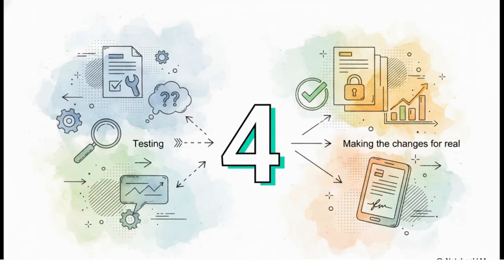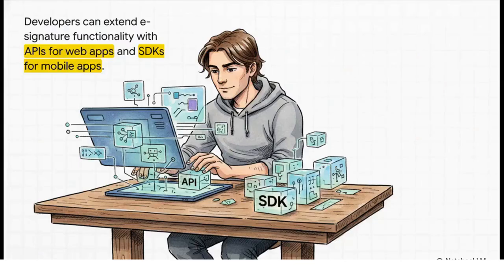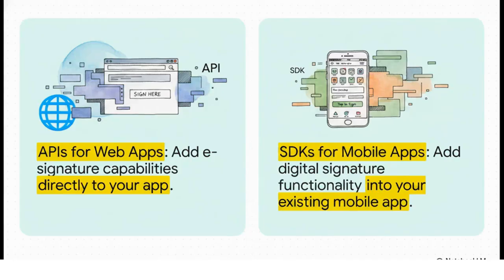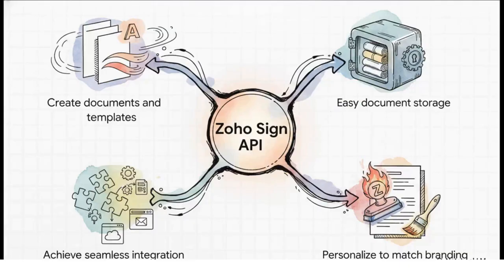And finally, step 4, deploy with confidence. Once you're happy, push it to production. But there's more. This is also a seriously powerful toolkit for your developers. They can use APIs to add e-signatures to web apps or SDKs for mobile apps. With these APIs, developers can create templates, handle storage, and even match your branding.